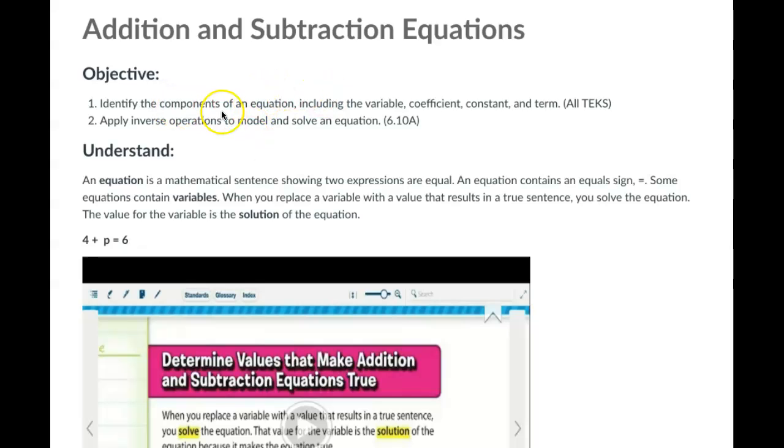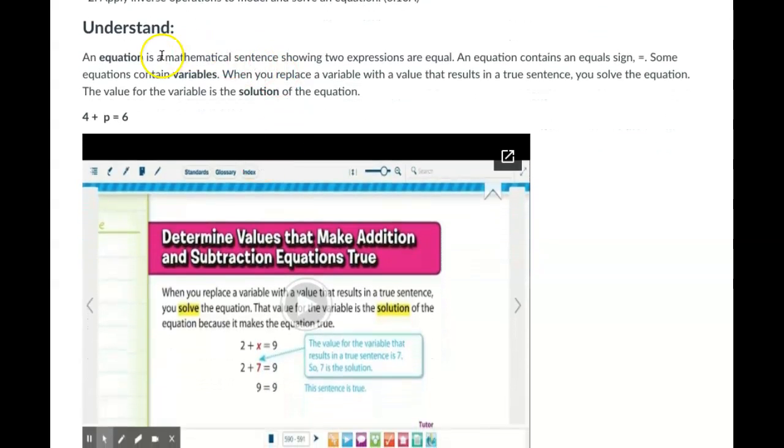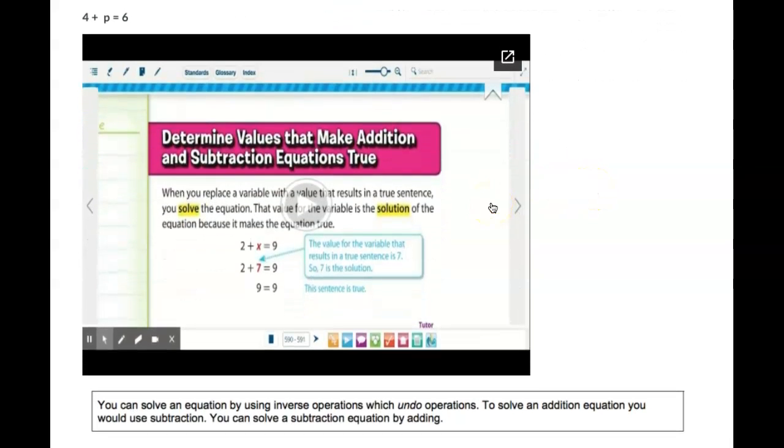Okay, we're going to identify components of an equation, including variable, coefficient, constant, and term. And we will be focusing on what it means to use the inverse operations to solve for a variable. So please read through all the information about what variables are, what equations are. Equations have an equal sign. They show two equivalent expressions. And very often we're asked to solve the equation, which means to figure out what the unknown number is, to get rid of this number 4 and find out what the p actually stands for. Okay, or whatever the variable may be.